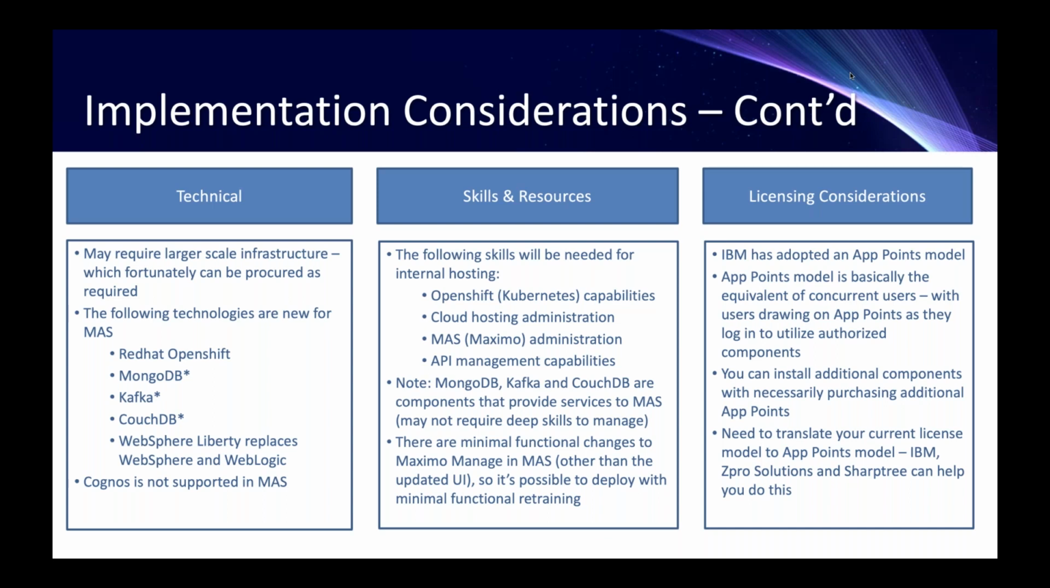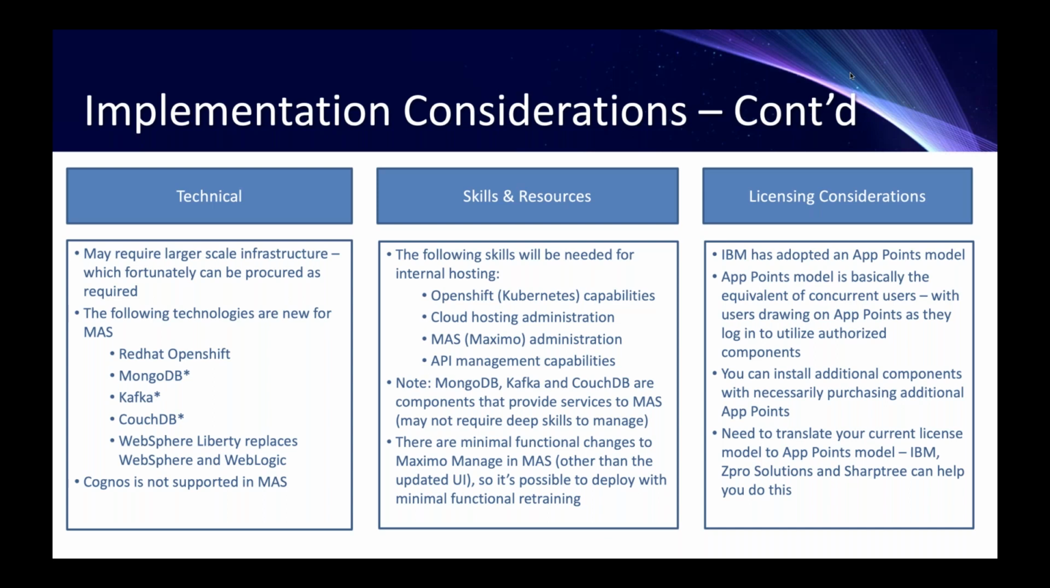So if I want to put in an add-on to Maximo, I don't have to go through a full new license agreement, which is a huge benefit and really simplifies the overarching view of what am I using, how many people are using Maximo, and what's the usage, which again I think is a real benefit. If you need help translating those licenses, both ZPro and Sharptree are here to help.